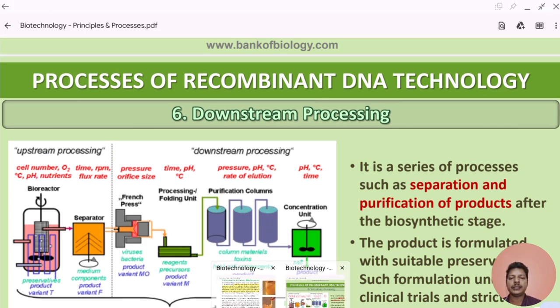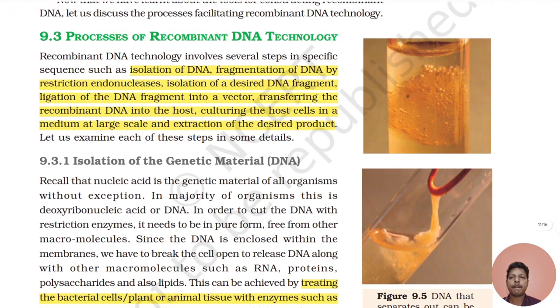Let's see what your NCERT says. Here the processes are: isolation of DNA, fragmentation of DNA by restriction endonuclease, isolation of desired DNA fragments, ligation of DNA fragments into a vector, transferring the recombinant DNA into the host cell, culturing the host cell in a medium at a large scale, and extraction of the desired product.